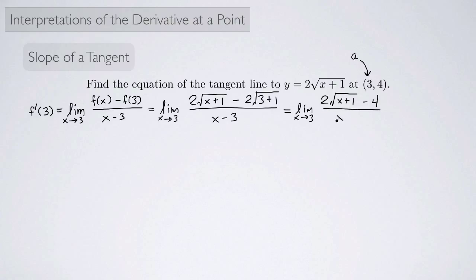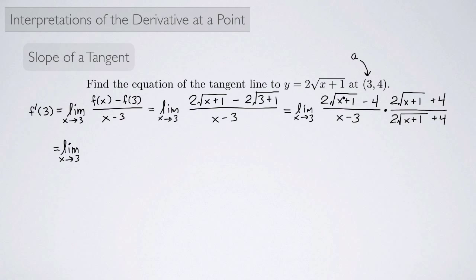Now the normal thing that you would do in a situation like this where you have a square root is to multiply the top and bottom by the conjugate of this. So I would multiply the top by 2 times the square root of x plus 1 plus 4. And if I multiply the top by that, I also have to multiply the bottom by the same thing. And if this works, then we should get something that simplifies quite a bit. So again, I have this equaling the limit as x approaches 3. And let's see what happens.